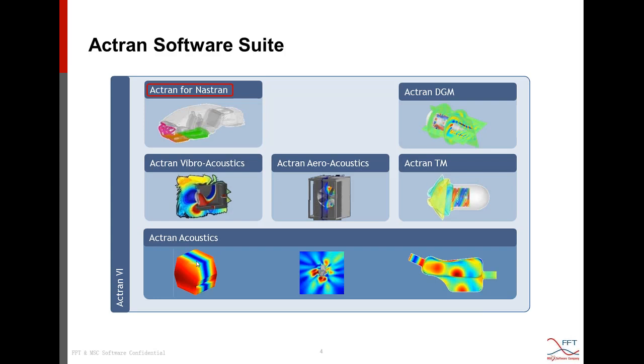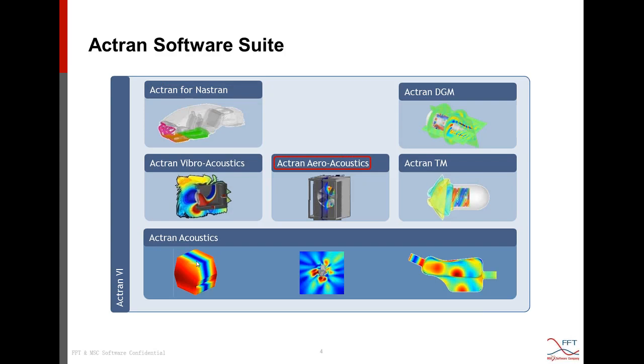This module, Actran for Nacelle, is a module that couples the modal representation of the structure from Nacelle to the physical representation of the acoustic cavity or of the acoustic material in Actran. So it combines the strengths of both software: modal representation for large structure, and physical representation for absorbing material in Actran.